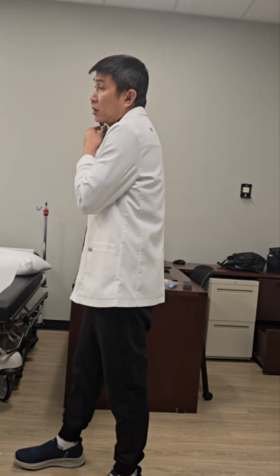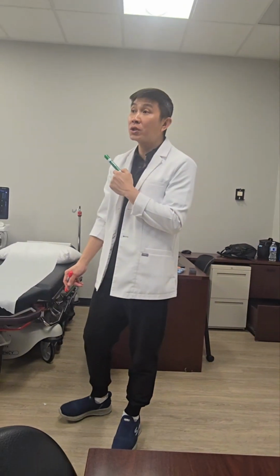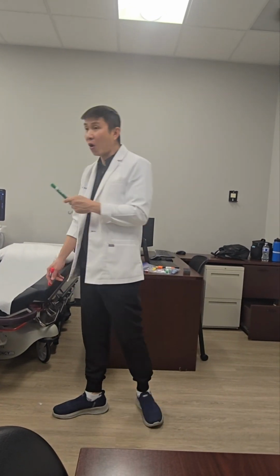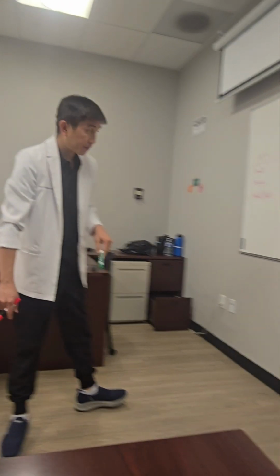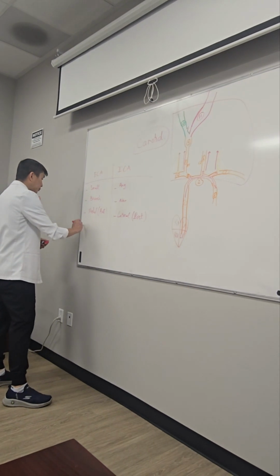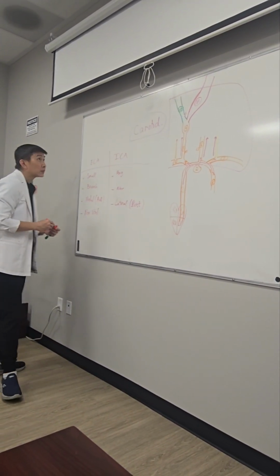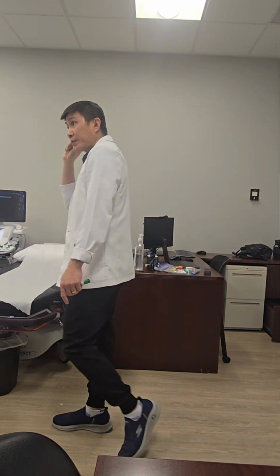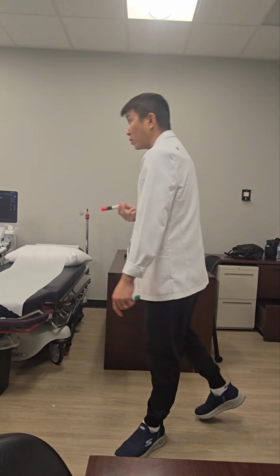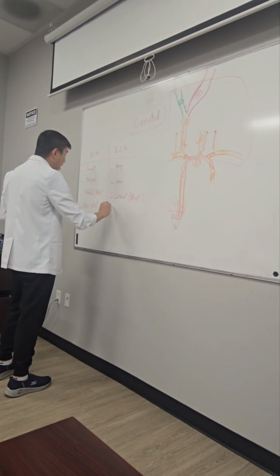All right. Now, again, the ECA supplies blood for the skin. So is the skin vital or non-vital? Can you lose some skin? Yes. So the ECA supplies blood for non-vital structures. The ICA goes inside the skull and supplies blood for the brain. Can you survive without a brain? No. So is it vital or non-vital? Vital. So the ICA supplies blood for the vital organ.